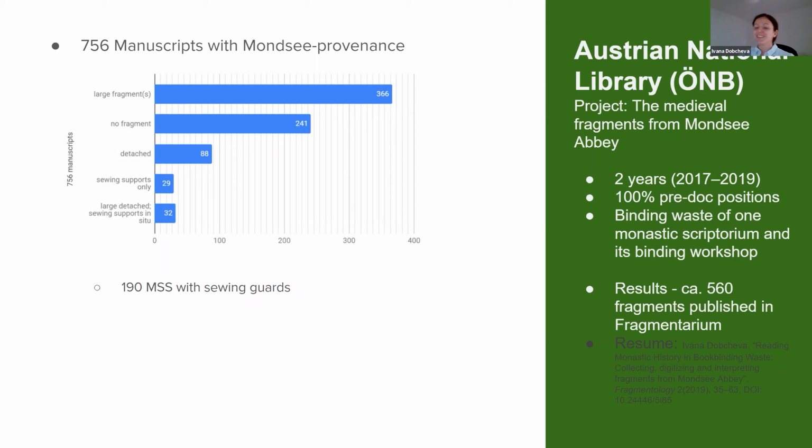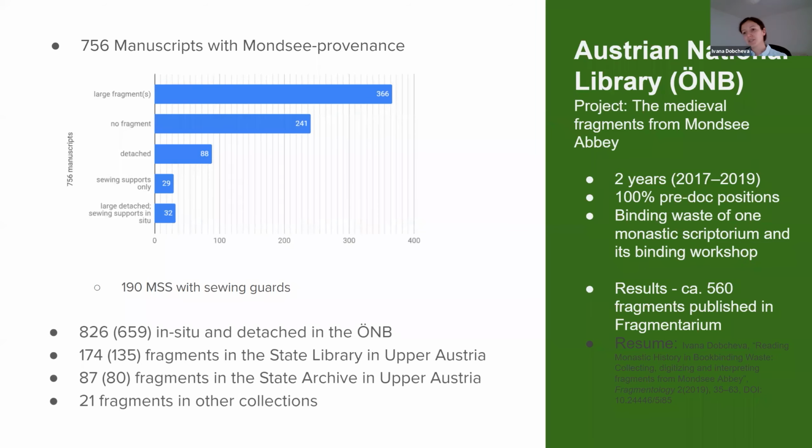And although I'm not a binding historian, I think we could also deliver some data to be used for future studies. Altogether, there are more than 1,000 fragments that we were able to find. However, we couldn't describe all of them. Some were unreadable or contained no text, or not enough. Here in brackets, you see the number of fragments which we actually could describe: the ones in the Austrian National Library, the ones in the state library, which are in situ fragments in incunables, and then in the state archive in Upper Austria, again used as binding waste for archival materials. And 21 fragments are found in other collections in Austria or Europe, and actually the USA also. So, dispersed.